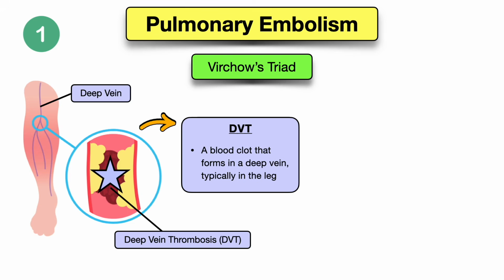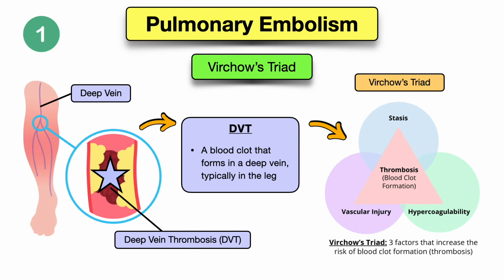So how does the blood clot even form? How do we get DVTs? To answer this, we can use Virchow's Triad. Virchow's Triad makes up three factors that increase the risk of blood clot formation, called thrombosis. In other words, these three factors increase the risk of developing a DVT. Let's walk through the three factors of Virchow's Triad.